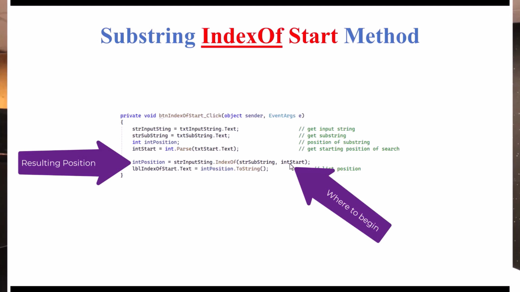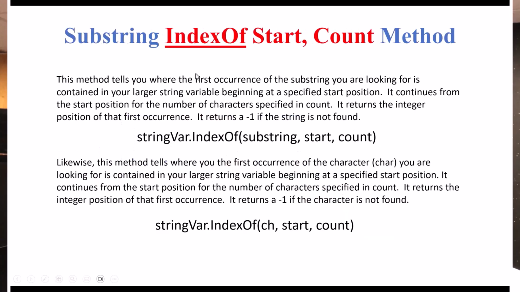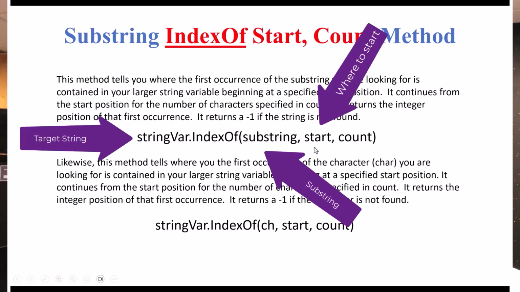This puts that 25 in there, allows you to go forward, and you end up with a result in position. The substring, start, count method does the same thing as start, except it limits how far forward you're going to look. So you're basically looking at your full string again. You're telling it to find this substring in there, starting at a certain position, but only go out so many characters. 10, 15, 20, it's up to you how many you want.